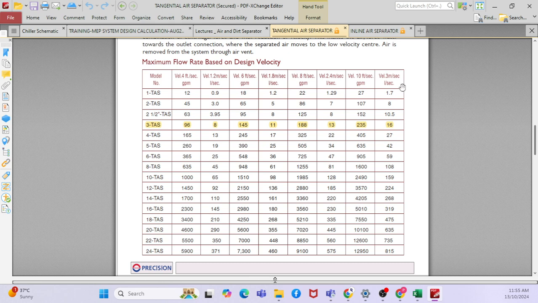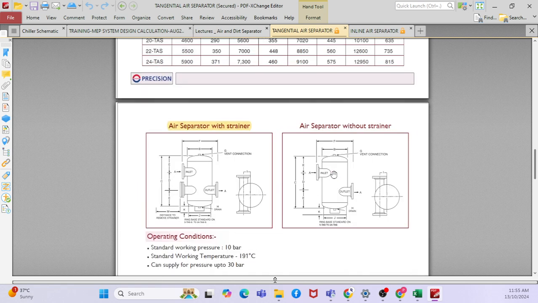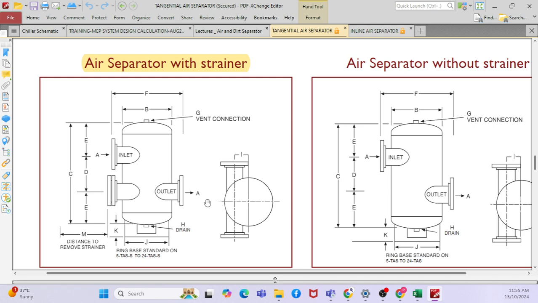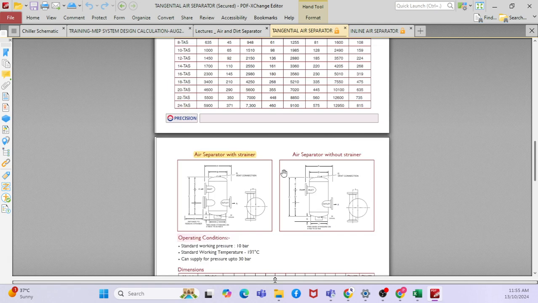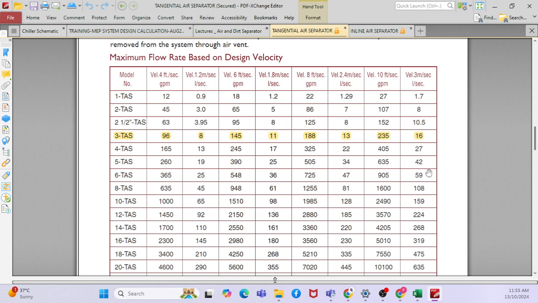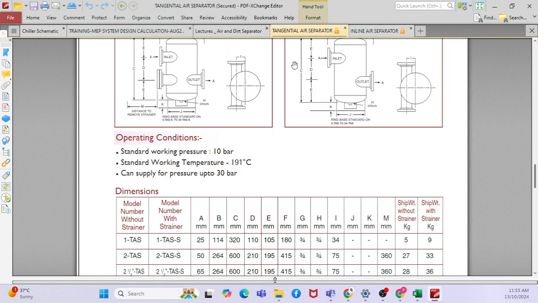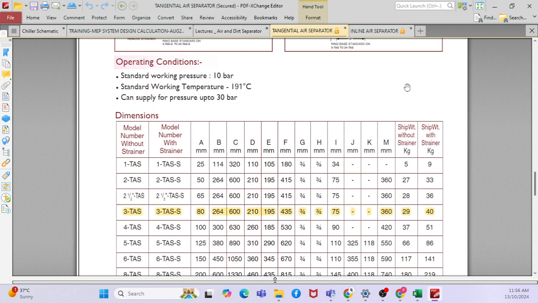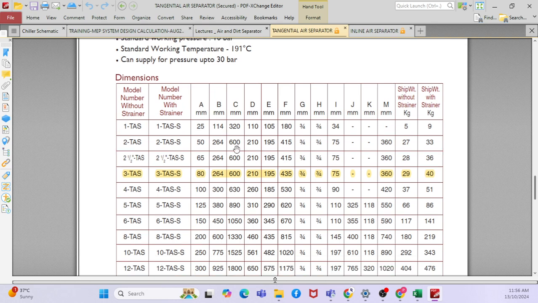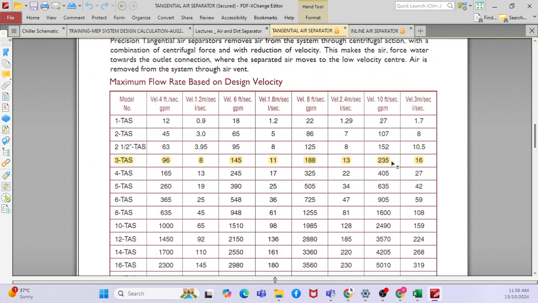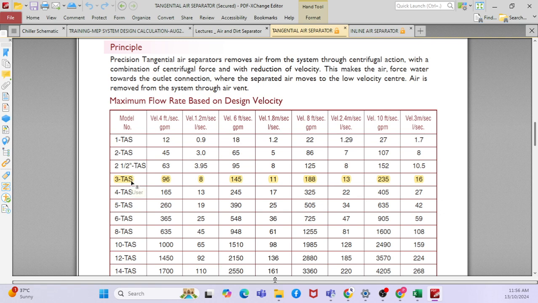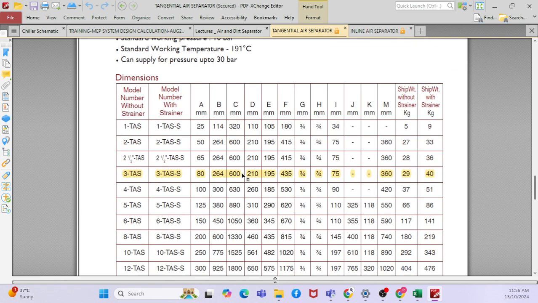So you are able to size the inlet and outlet of the air separator or dirt separator. When you design the air separator, you have an inlet size and an outlet size. This inlet size and outlet size will be designed based on 3 meter per second, so this is the maximum velocity. If you go further down, this is your chilled water inlet and this is your outlet of the system. In this picture, you can see the dimensions. Based on the velocity, you can select the model, and based on the model, you can size the air separator or dirt separator.